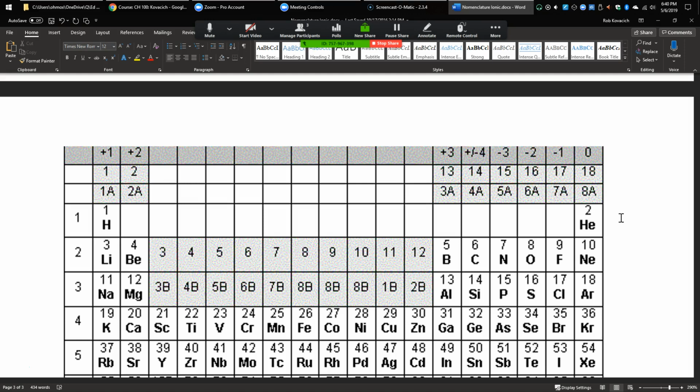It would be balanced. So what would the formula be? BeS2. No. The sulfur's charge is -2, right? So if you had 2 of them, then that would mean you had -4 total. And you only have +2 with the beryllium. So what's the formula? BeS. That's it, BeS. End of story.